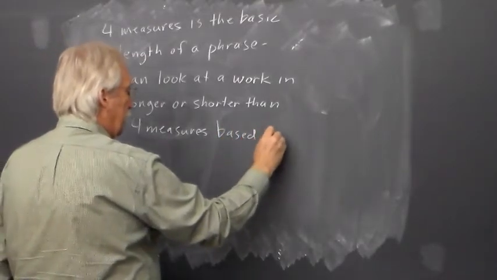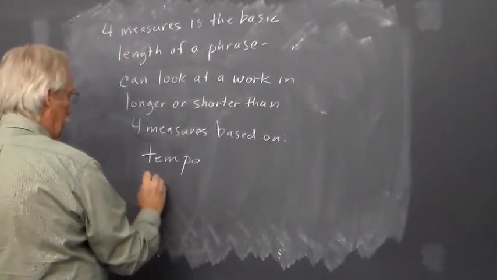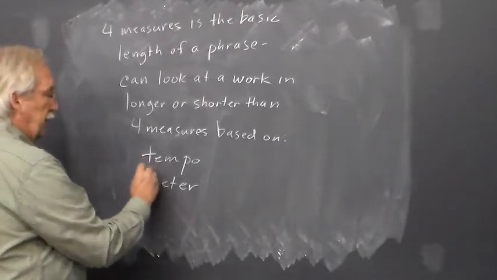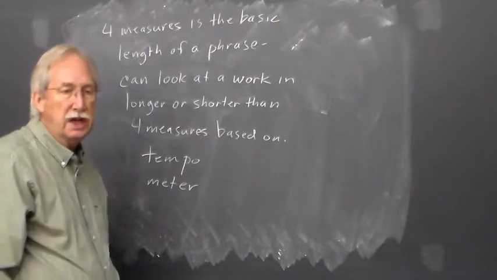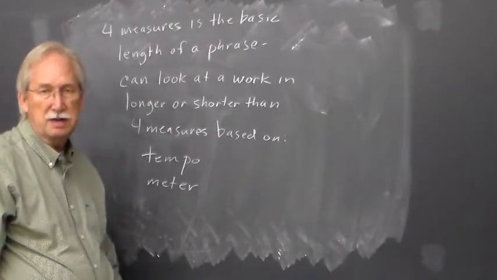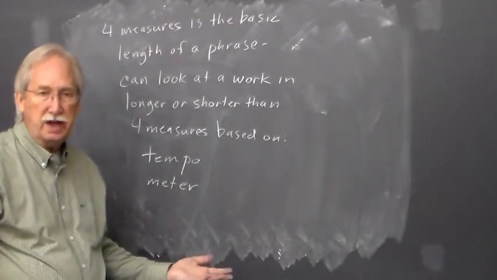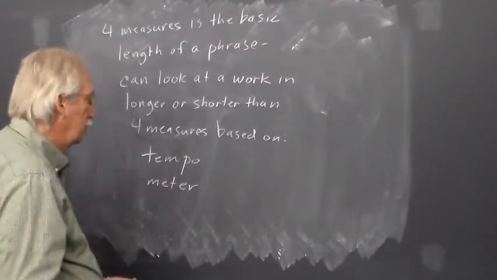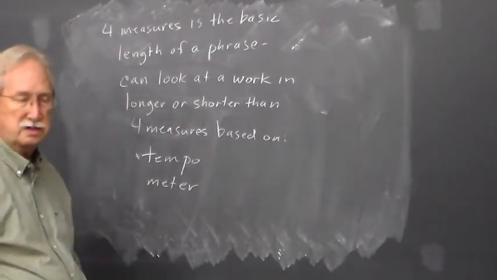But it has to be based on the tempo or the meter or a combination of both. So if you have a really fast tempo, so let's say you're in 3/8 and it's presto, well then you might be looking at 8-measure phrase length. So 8 measures would be the length of one phrase. Obviously 8 measures of 3/8 is the same as 4 measures of 6/8. So that's one example of where the tempo is really fast.